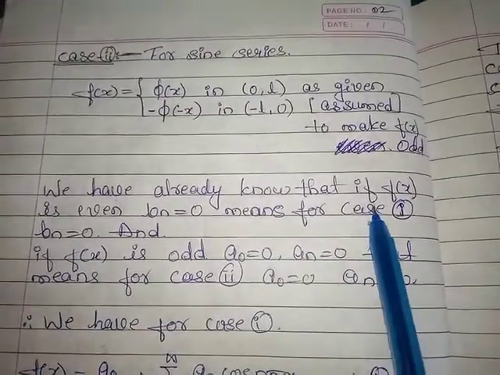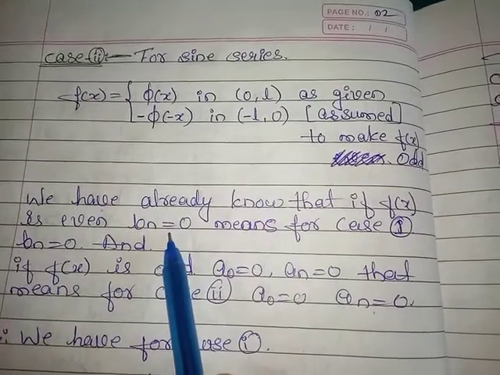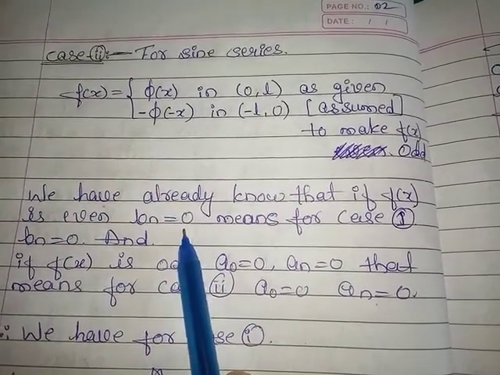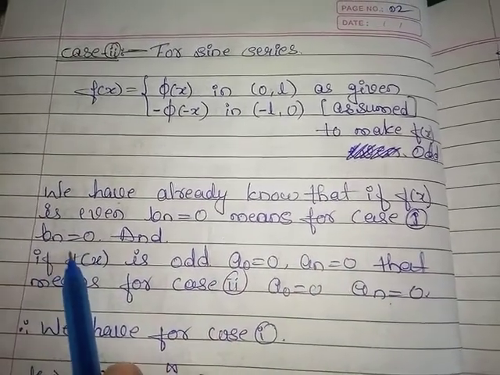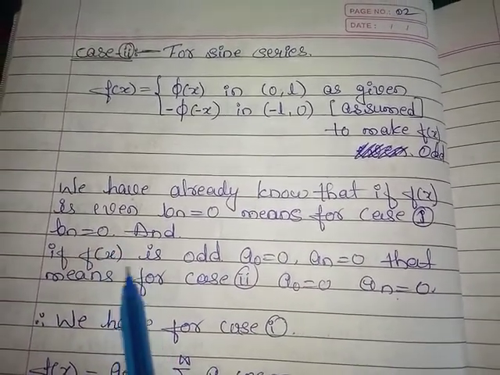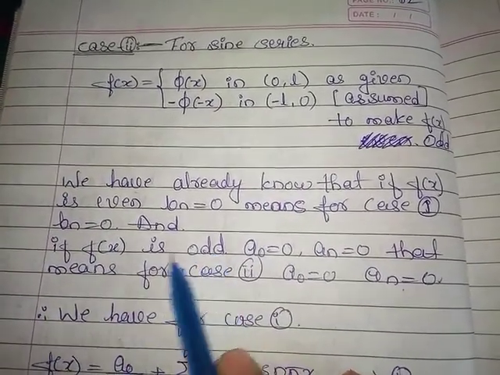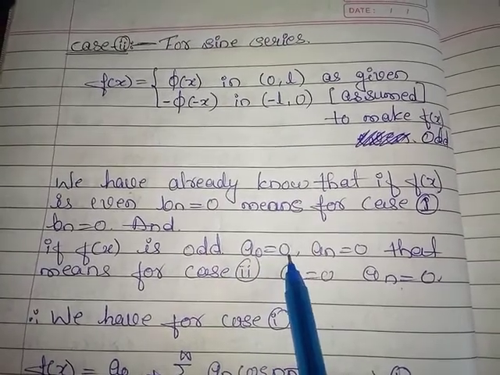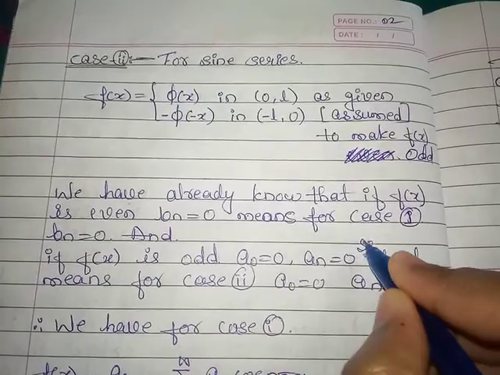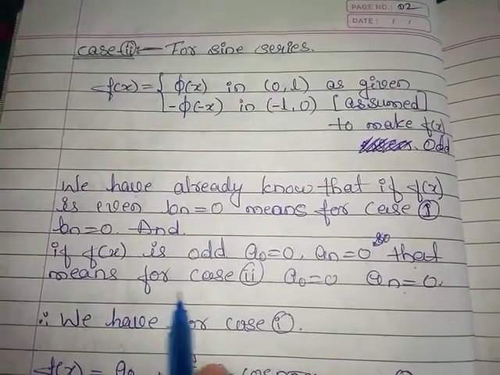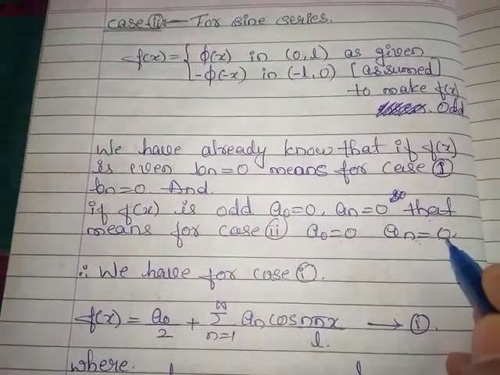As we already know that if f of x is even, the coefficient bn value is 0. We know that in our first case the f of x is even, so for the first case bn is equal to 0. Similarly, for the second case, here f of x is odd. For f of x odd, the coefficient a0 is equal to 0, an is equal to 0. So that means for case 2, a0 is equal to 0, an is equal to 0.